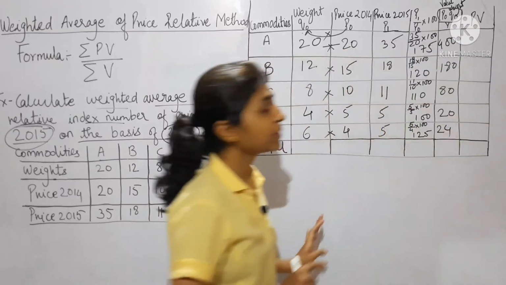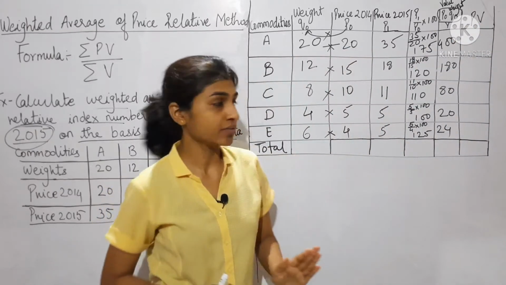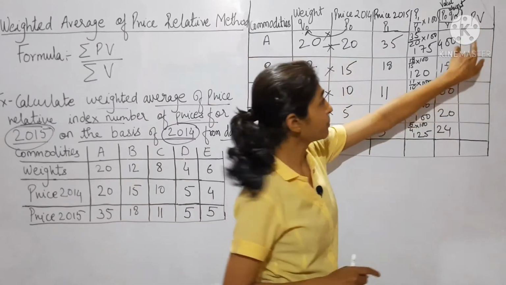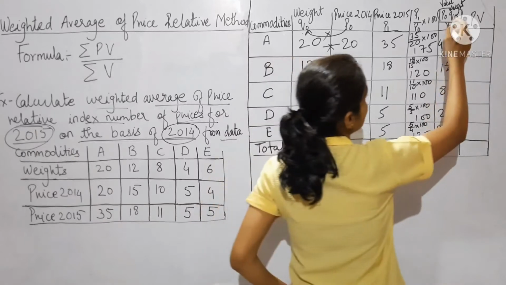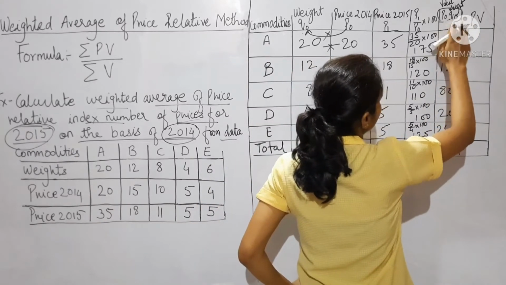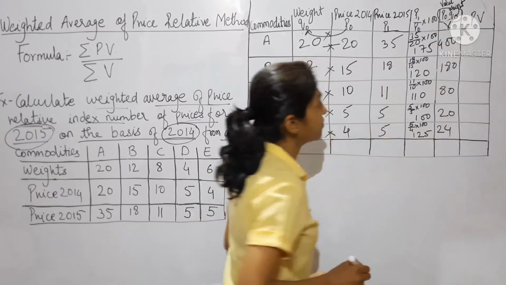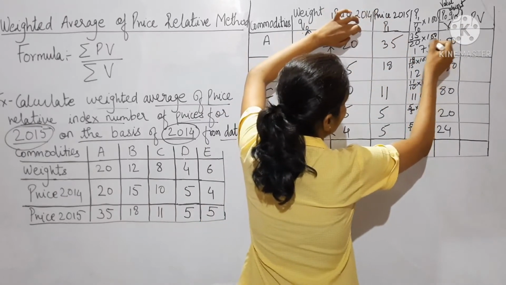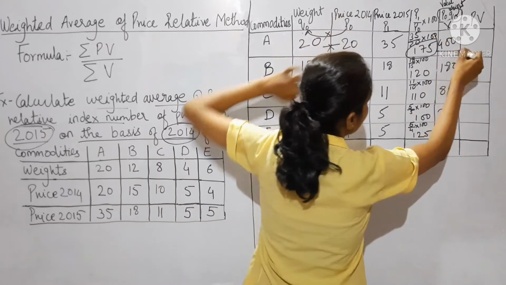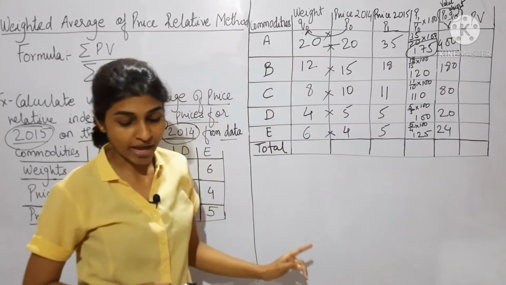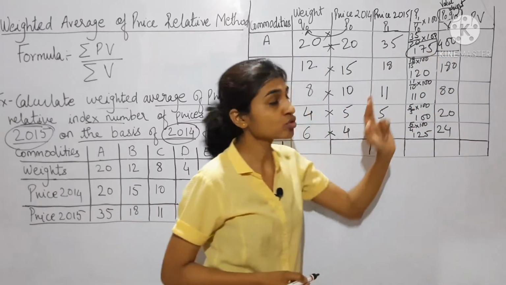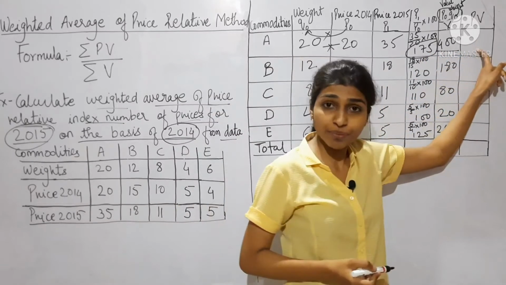PV. Okay, PV means what? Price relative. So how you are going to get this column answer? PV. So V is this column. Okay, value weight. V is this column. So now multiply 175 by 400. Okay, multiply 175 by 400. So then you will go and get the value of PV.